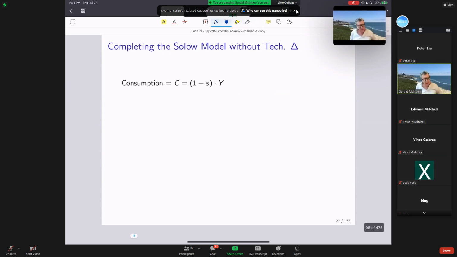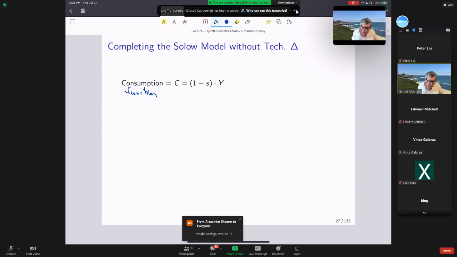Next part: consumption. Well, if we want savings, we want consumption. We can call this the consumption function, consumption, capital C. In the consumption function, we're saying consumption is that part of real GDP that you don't save. So you save this part and you consume the rest.